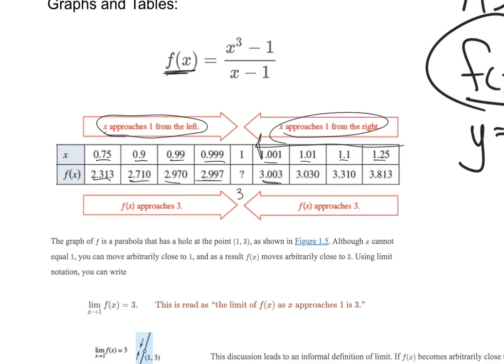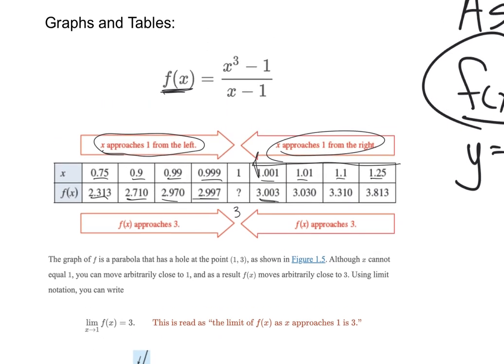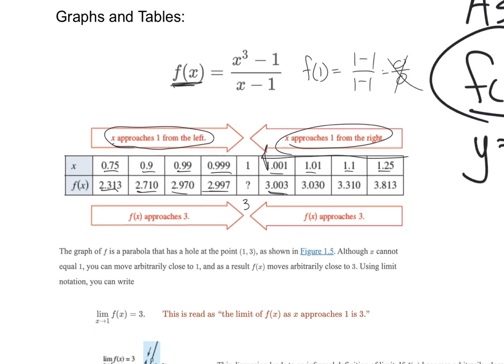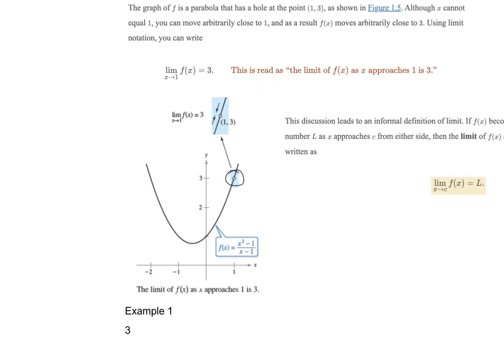Now, can 1 equal 3? So if we tried to plug 1 into this function and found f of 1, we would have 1 minus 1 over 1 minus 1. Well, that's 0 over 0. And that doesn't work. Okay? This is called indeterminate form when you have 0 over 0. And that means you can do something about it, but it's not the actual limit. If we look at the graph of this function, we see a hole right here at 1, 3.